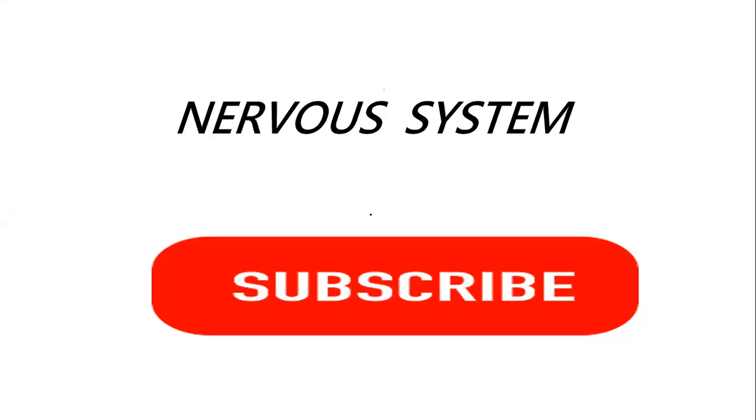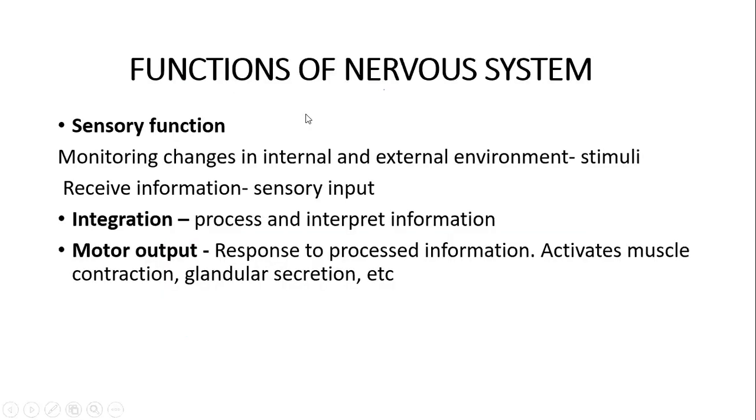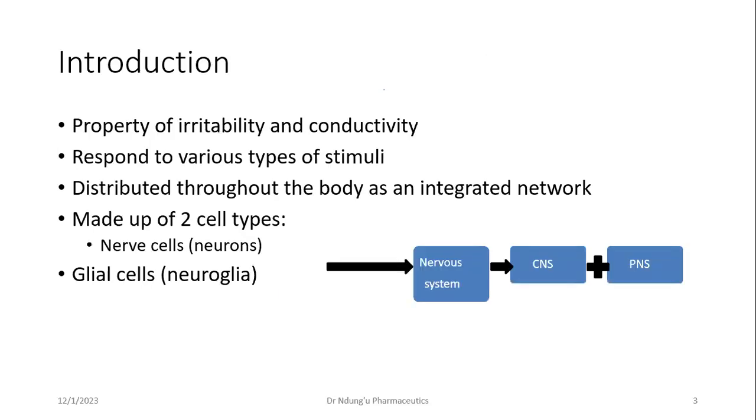Nervous system. The functions of the nervous system are sensory function, that is the input, integration, that is the interpretation, and motor output, that is the response. So there is sensory, there is integration, and there is motor output, which is the response.